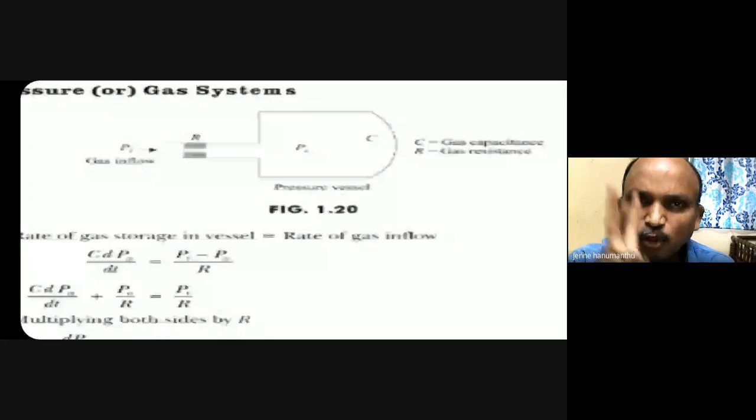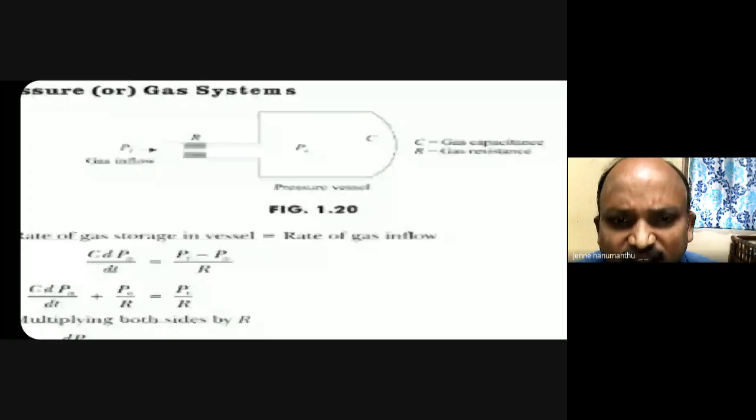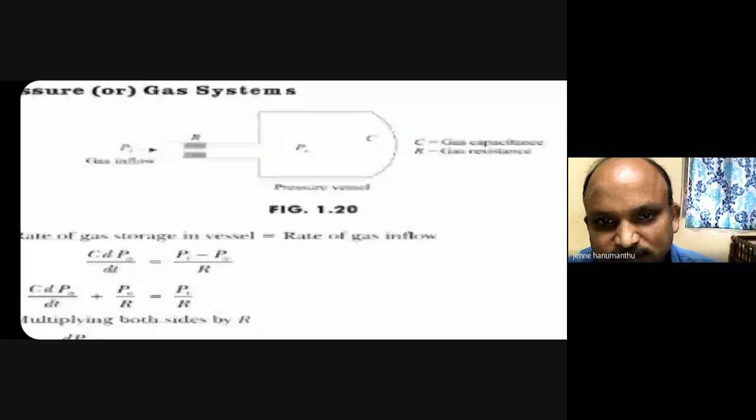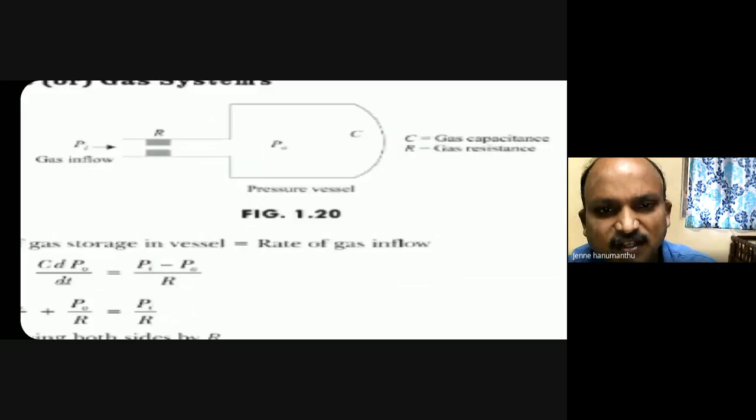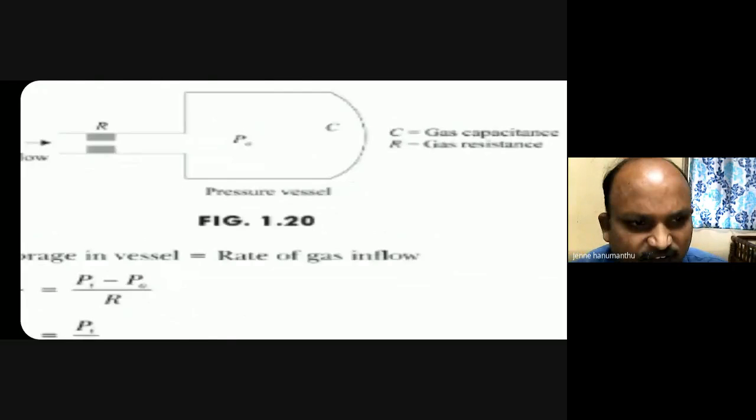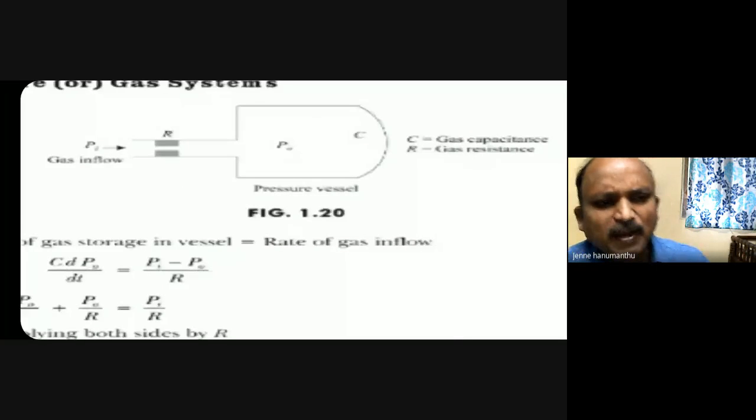So we have two parameters again, resistance and capacitance. Understand what is C and what is R? C is nothing but the capacitance available in the gas. And R is the resistance of the gas, which is from the restriction. We are considering it from the restriction. Fine.